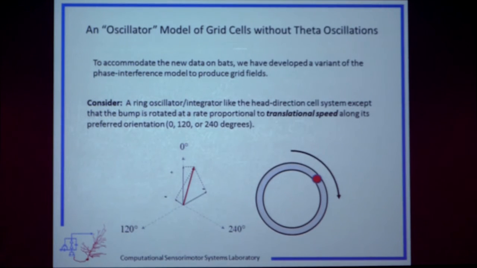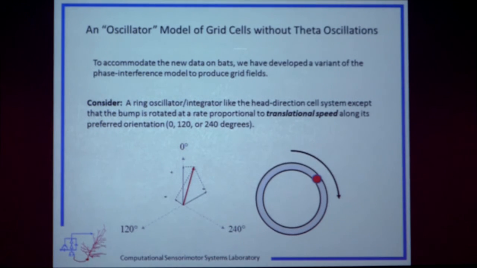And so if you just keep the mapping, let's say the rat is moving or a bat is flying in this vector, you look at the projection of that vector onto these cardinal directions, and you rotate. So now, instead of just an oscillator, I'm going to create a ring oscillator, just like the head direction cell system. Now I'm going to rotate this thing around at a rate that's proportional to the translational speed along a particular direction. So I'm going to have a ring oscillator for 0 degrees, I'm going to have a ring oscillator for 120, and another one for 240.